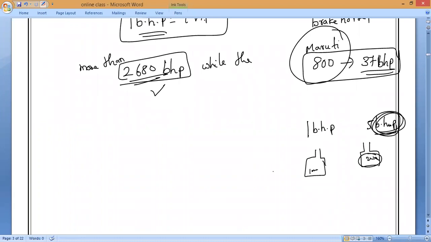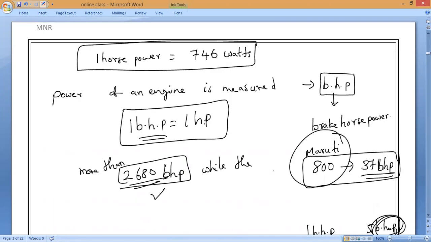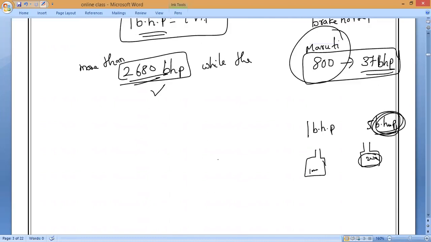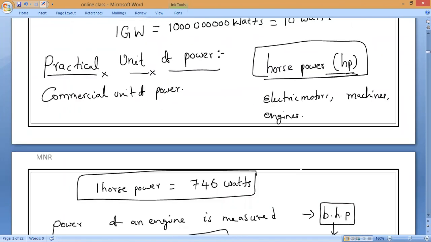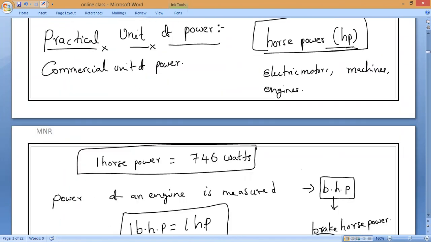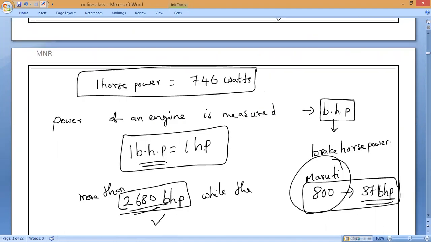Now observe very carefully, all of you. If you understand this, this is the commercial unit of power. Is there anybody having any doubt about the practical unit or commercial unit of power? Are you clear, everybody? So what is the practical unit of power? Please respond. HP. Horsepower, or BHP, brake horsepower.